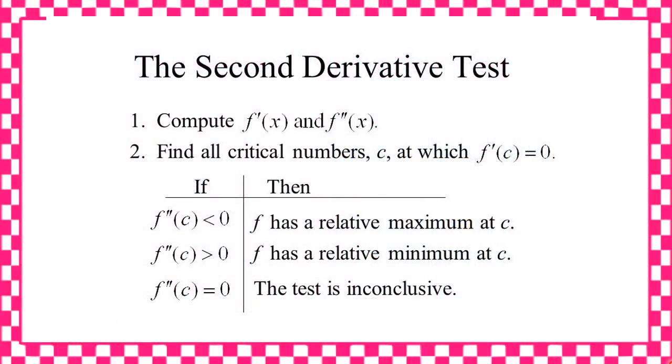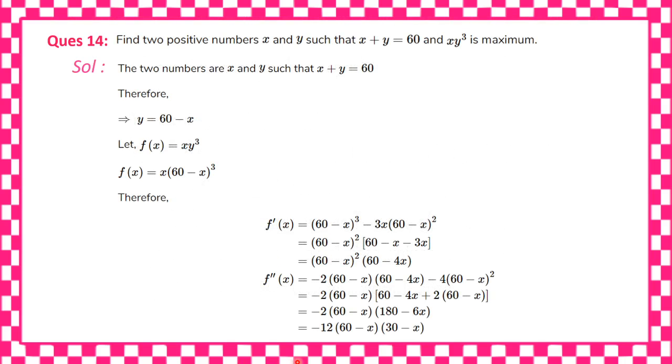Before we start discussing the questions, let's have a look at what the second derivative test was. Here, we calculate the first and second derivative, and we equate the first derivative with 0 for finding the critical points. If the second derivative at that critical point is less than 0, it's a point of local maxima. If it is greater than 0, it's a point of local minima. And if it is equal to 0, then we can't say anything at this point of time. Now let's discuss a few questions.